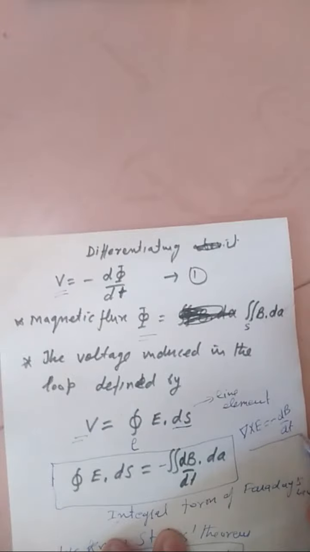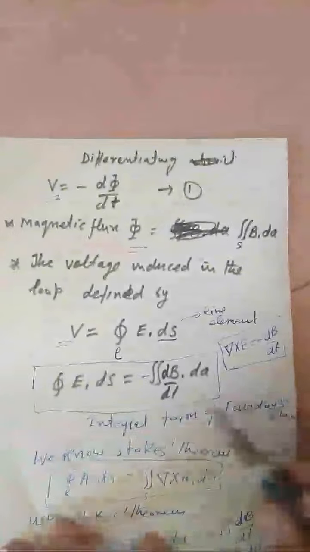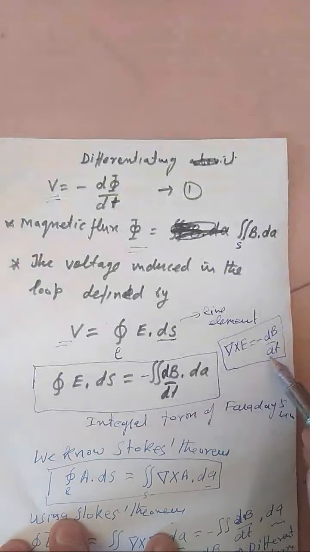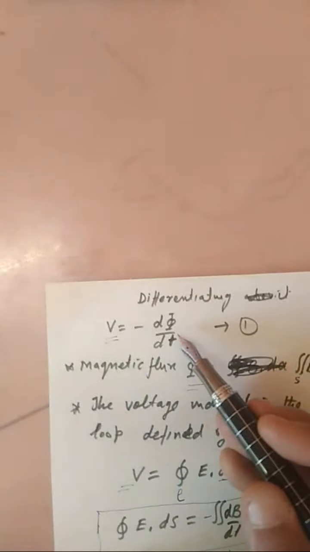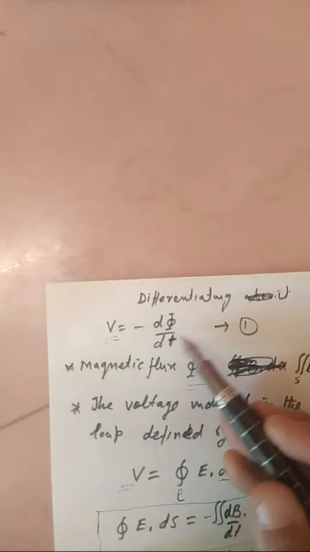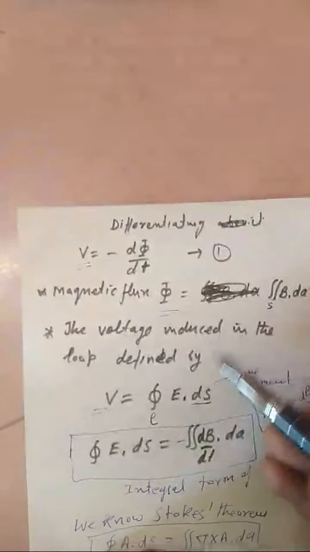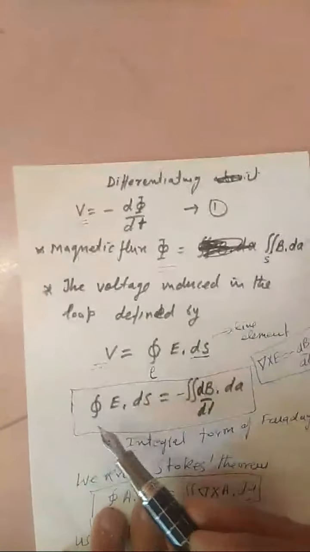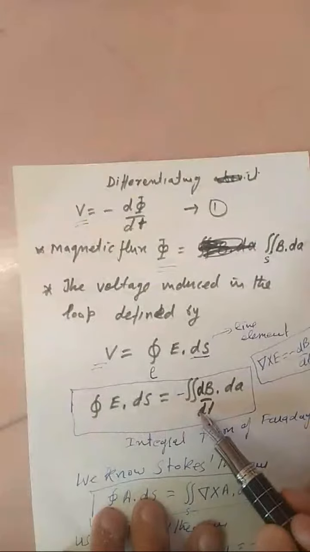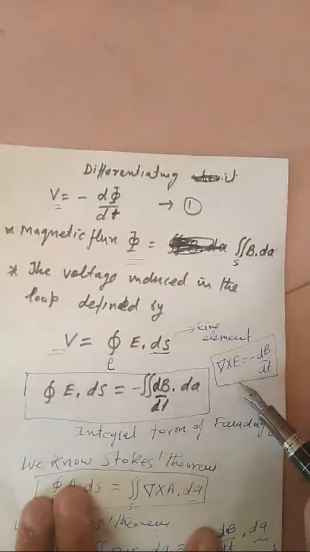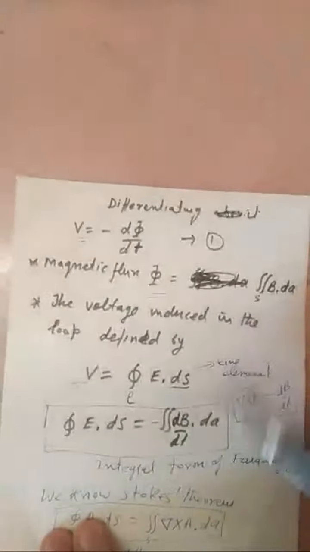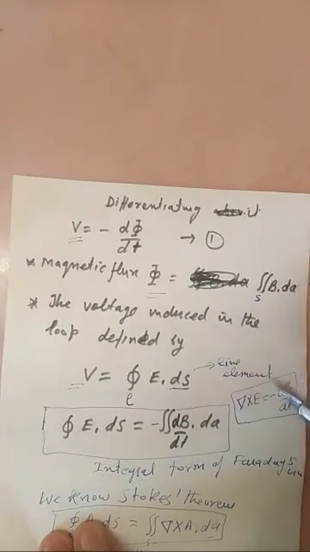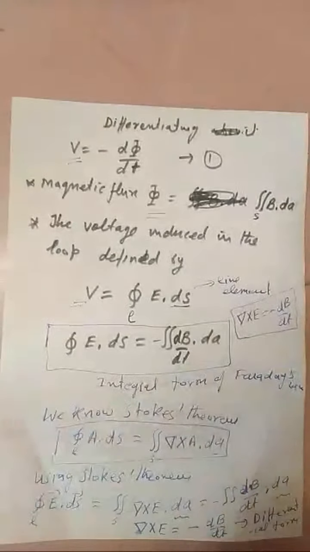So this is the differential form of Faraday's law. We can write Faraday's law as V is equal to minus d phi by dt, which we have studied up to +2 level, then in the integral form we can write Faraday's law in this manner, and in differential form we can write Faraday's law in this form. So there are three ways of writing Faraday's law. So this is about Faraday's law.